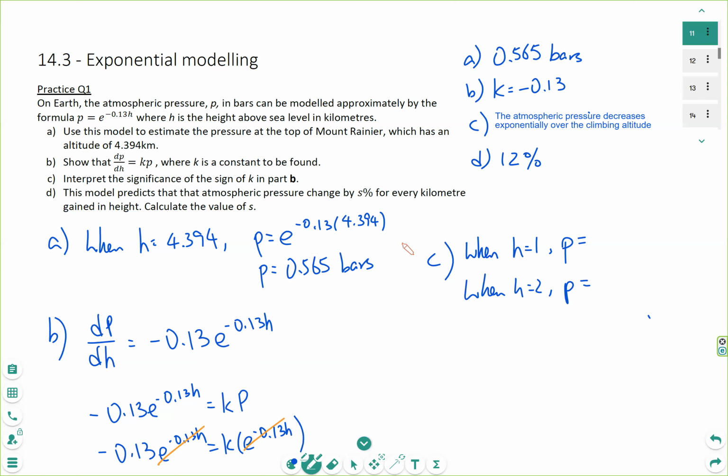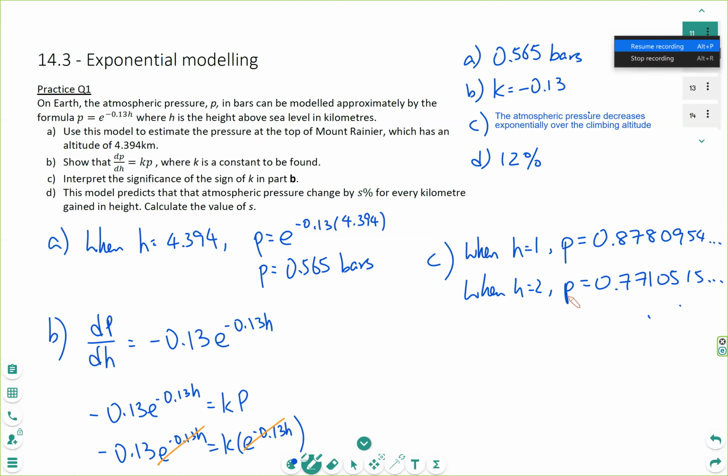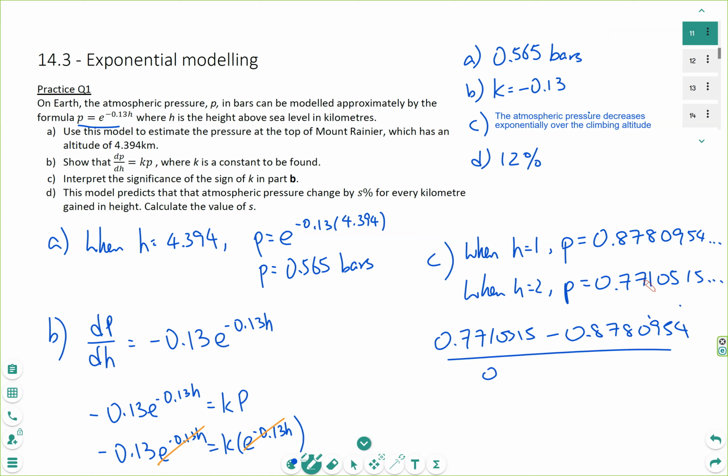So when h equals 1, put it in the calculator. When I put h equals 1 into the original, I get P equals that one and that one. So to work out the percentage change, I can just do 0.771015 minus 0.8780954 over the original, 0.8780954, times by 100. You should get 12%, hopefully. Yeah, I got negative 12%, which is correct. And that's the end of exponential modeling.